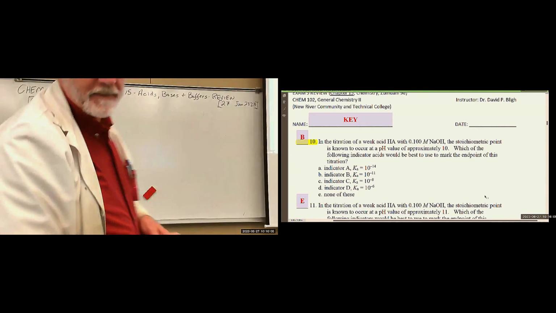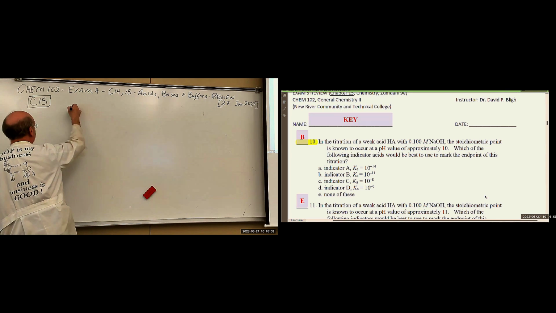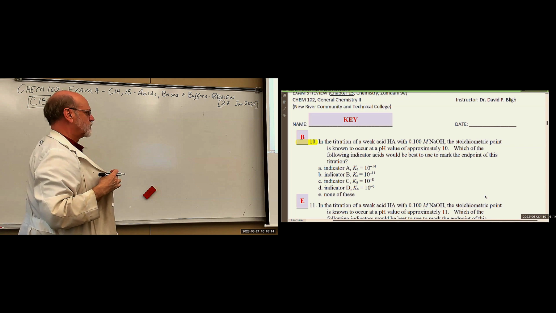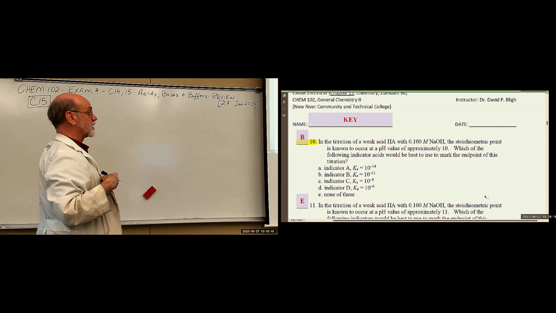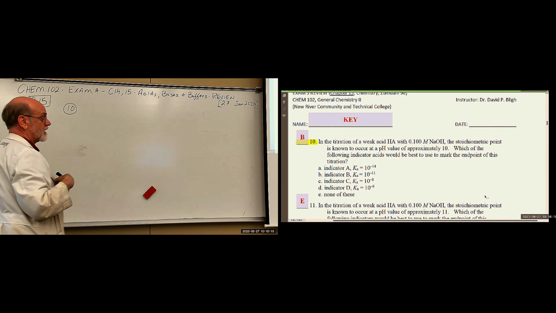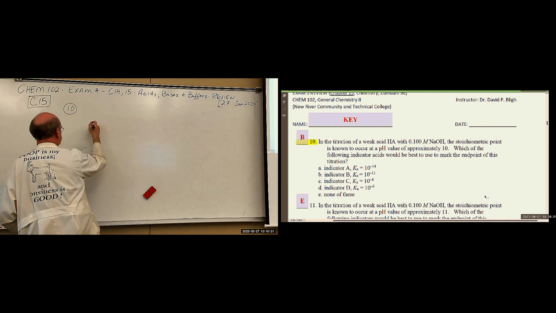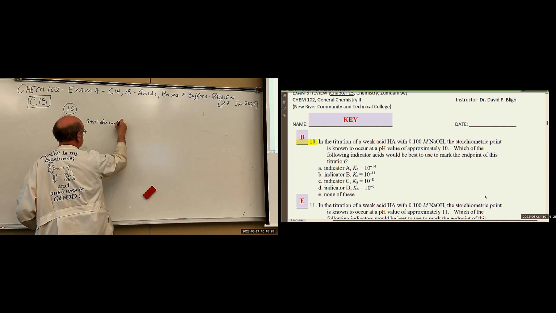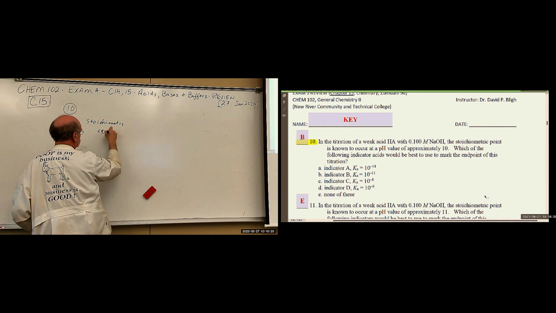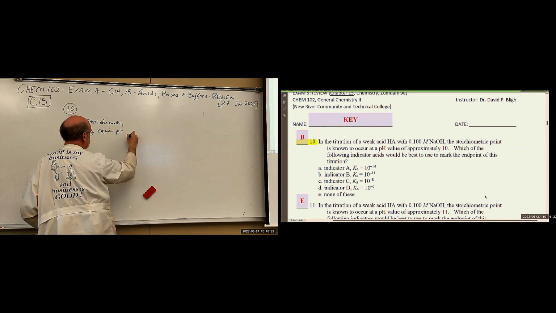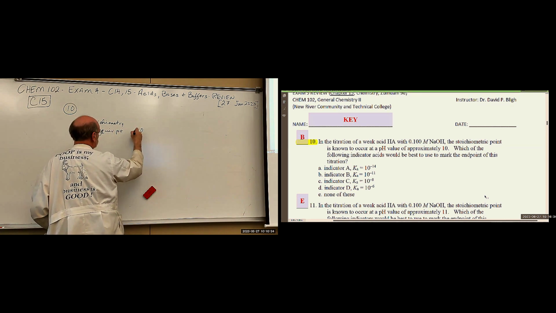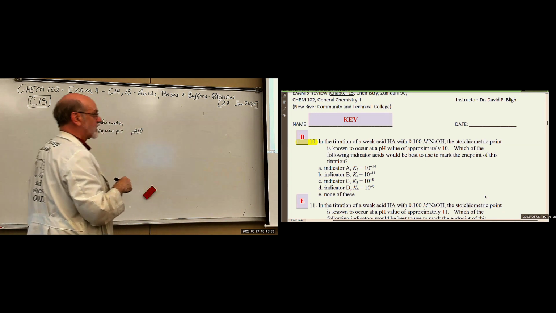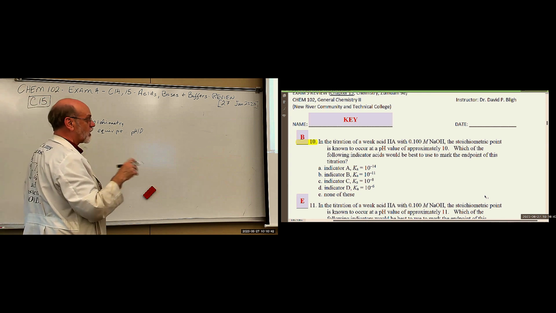Number 10. Okay. In the titration of a weak acid with 0.1 molar sodium hydroxide, the stoichiometric point is known to occur at pH value of approximately 10. So stoichiometry says the equivalence point occurs at pH 10, approximately 10. Which of the following indicator acids would be best to use to mark the endpoint?